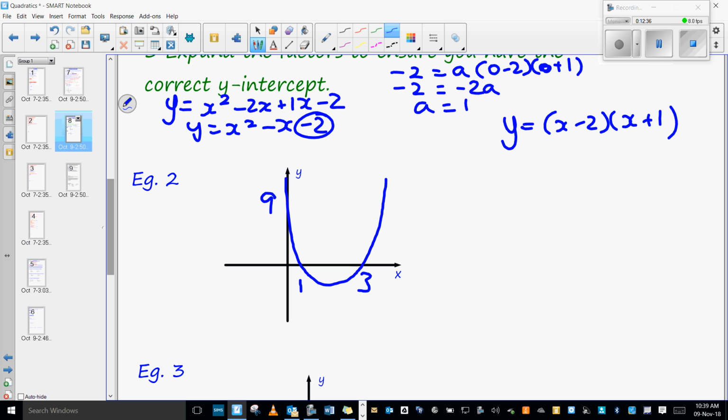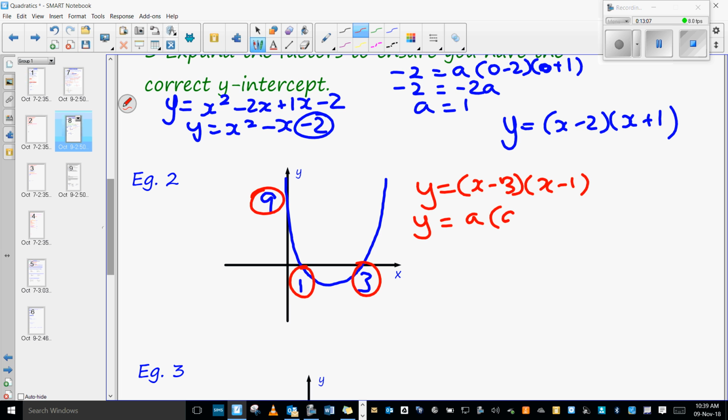Okay, so this next one, we're going to do the same thing. So we've got crossing at +3 and +1. So what will our factors be? We're going through the value of 9 on the y-axis. So you choose whichever method you want to do. What do you want? Should we go through my suggestion? Yeah. I'm going to say potentially there could be an A there. We're going through the coordinate 0, 9.